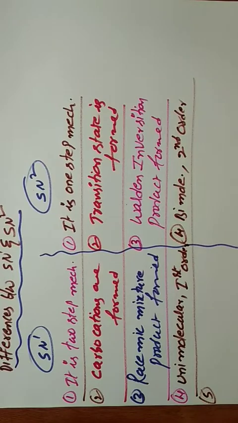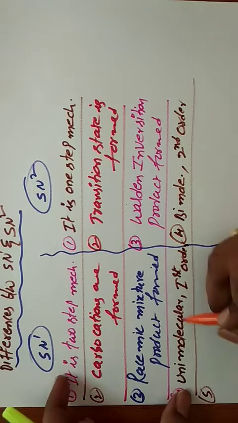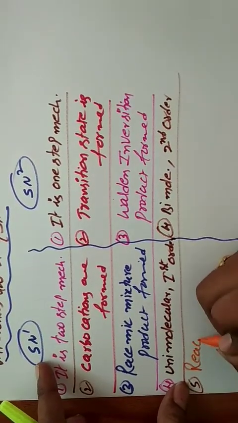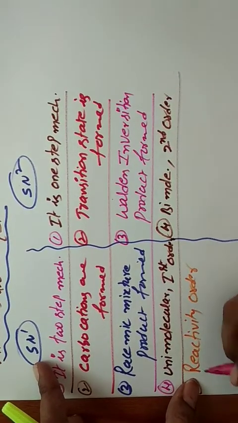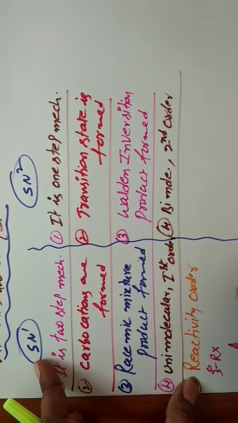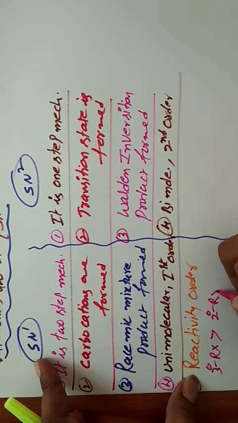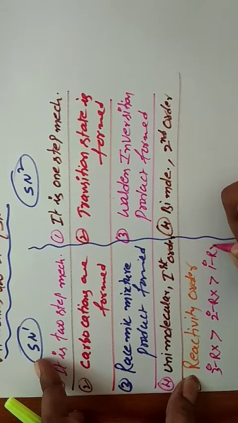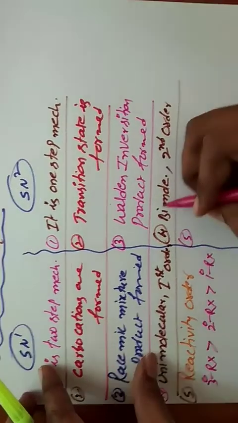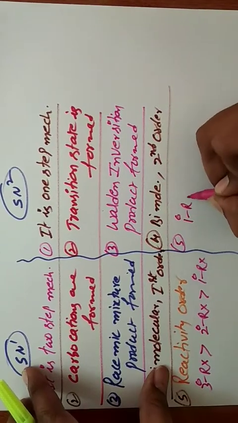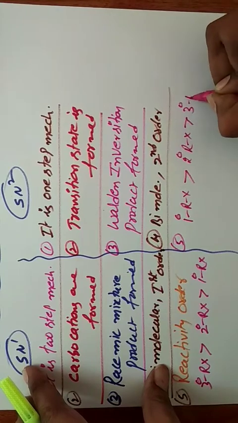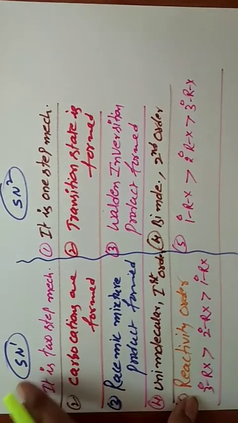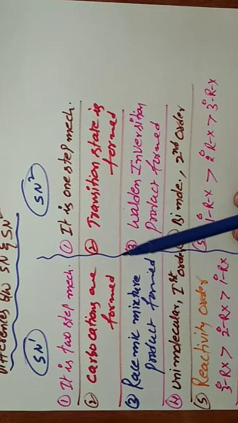Next, fifth one, very important: reactivity order. What type of alkyl halides are more reactive? In SN1, tertiary alkyl halides are more reactive, then secondary alkyl halides, then primary alkyl halides. In SN2 the reactivity order is reversed: primary alkyl halides are more reactive, then secondary, then tertiary. So these are the differences of SN1 and SN2.